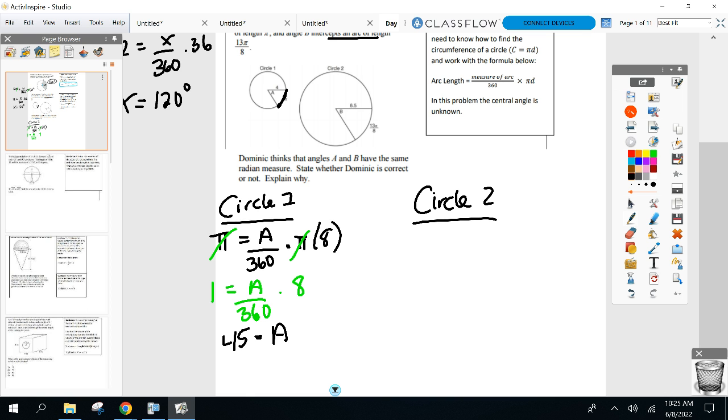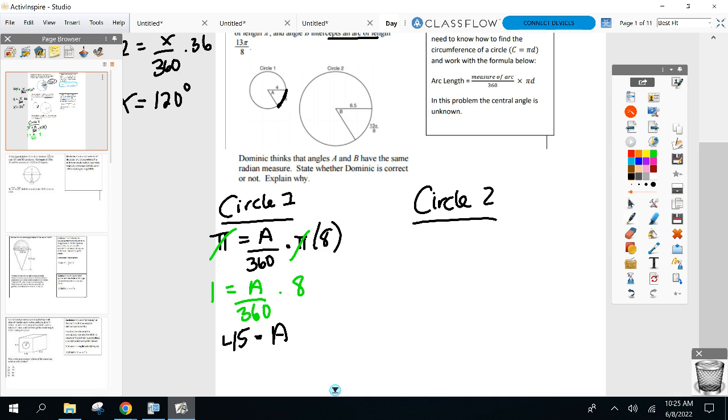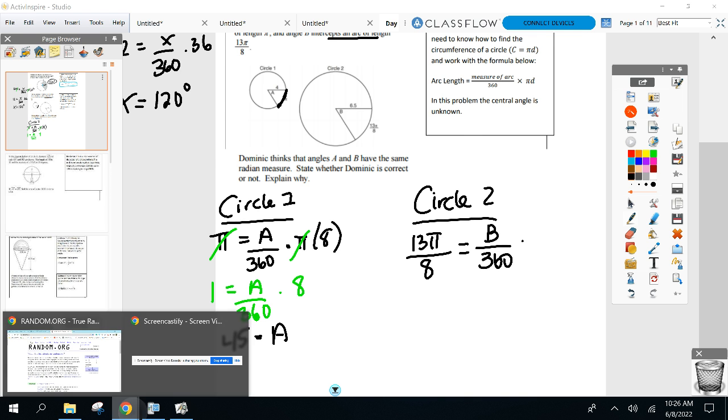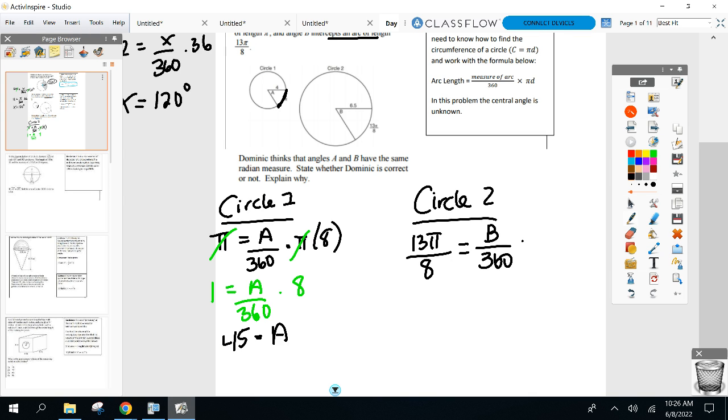How about circle 2? Help me out with circle 2 now. 18, let's roll. What's the arc length of circle 2? 13 pi over 8 equals b now over 3, or x again, I don't care. 360 times diameter, pi d. 18 again, diameter. 13. 13 pi, or pi 13.